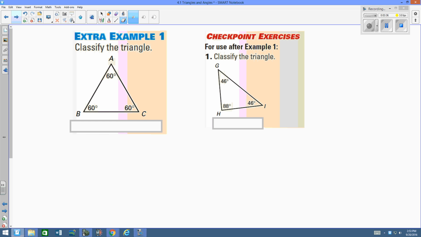All right. So let's give you a second to try both of these examples. So hit the pause button. Take 30 seconds to a minute to do these 2 examples, and then we'll look at them.